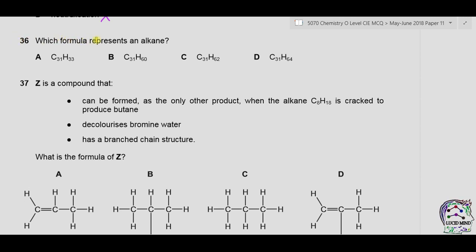Question 36. Which formula represents an alkane? Now, an alkane is a saturated hydrocarbon having the general formula CnH2n+2. So we can find out the formula. We have C31H33. This is not an alkane, because according to this formula, when carbon is 31, then hydrogen should be 64. In part B, we have carbon 31, hydrogen 60. Again, this is incorrect. Hydrogen atoms should be 64. C is also incorrect. In D, we have the correct number of carbon and hydrogen atoms. D is therefore the correct answer.